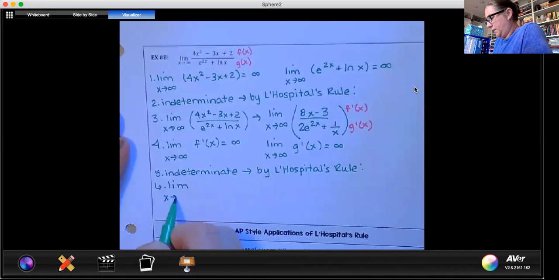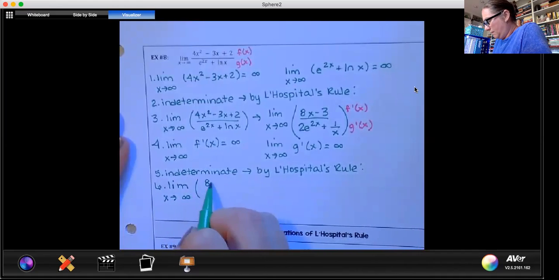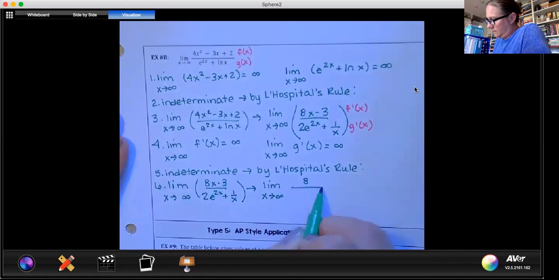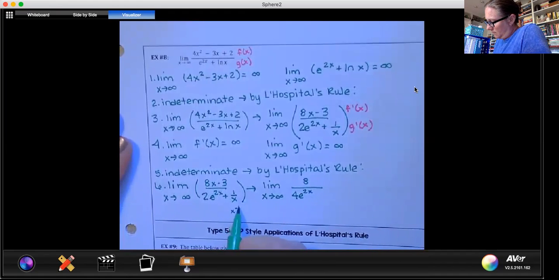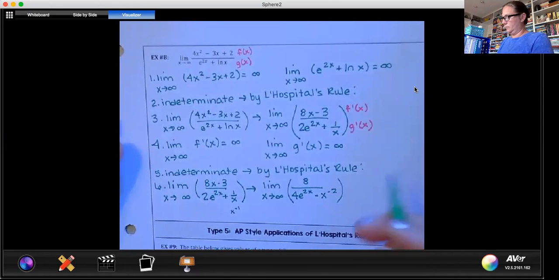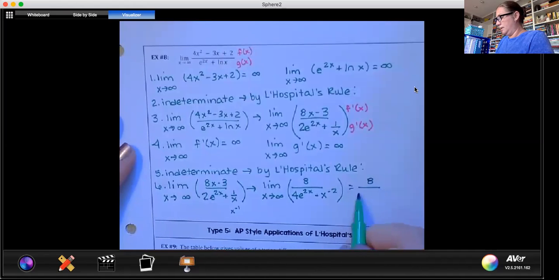So the limit as x approaches infinity of (8x minus 3) over (2e^(2x) plus 1/x). This would be 8 over 4e^(2x). x to the negative 1 will be negative 1, x to the negative 2, so negative x to the negative 2. This is going to be 8 over a large number. We've already had experience with that, which leads to 0.